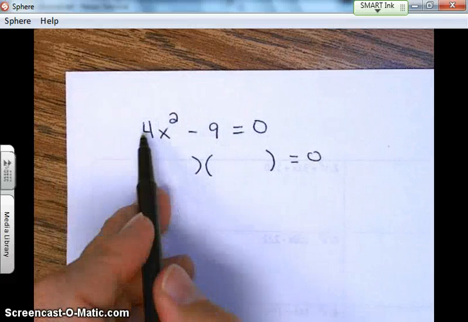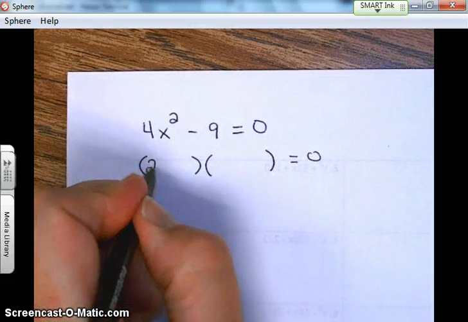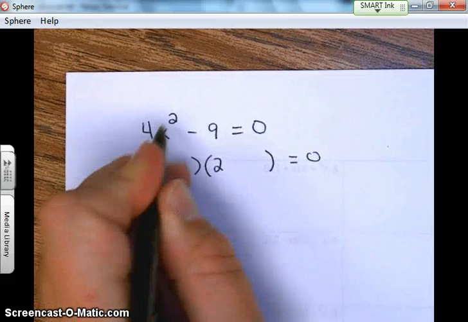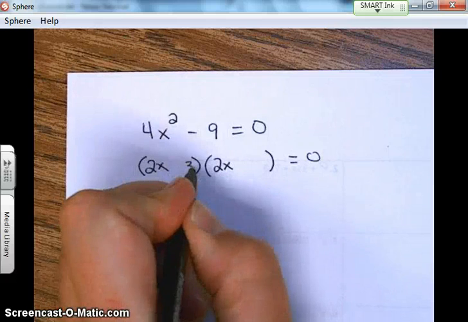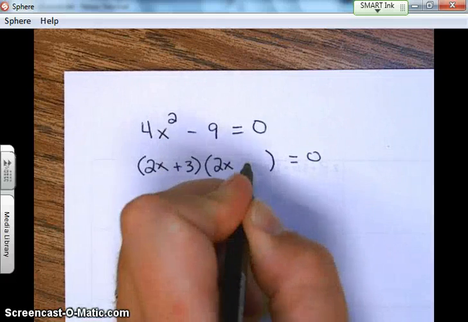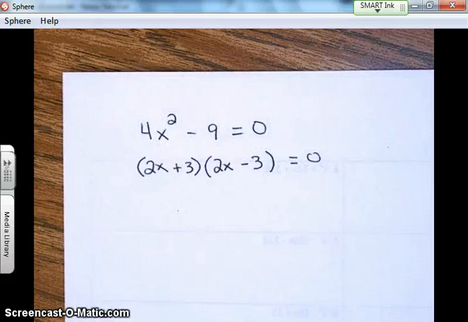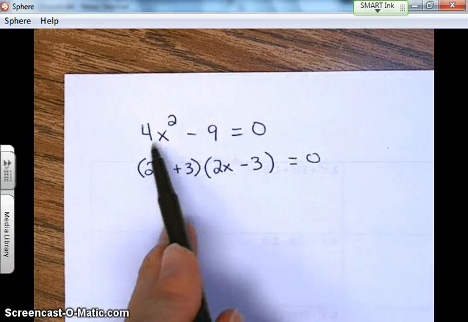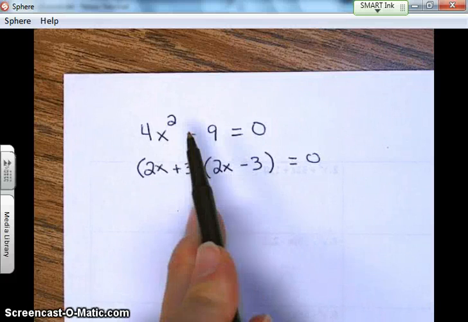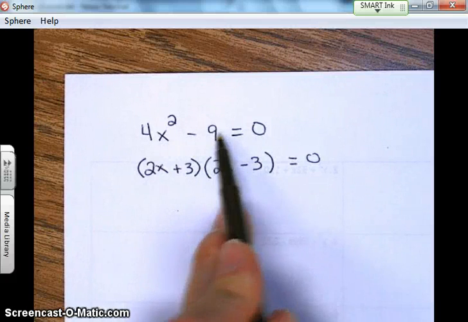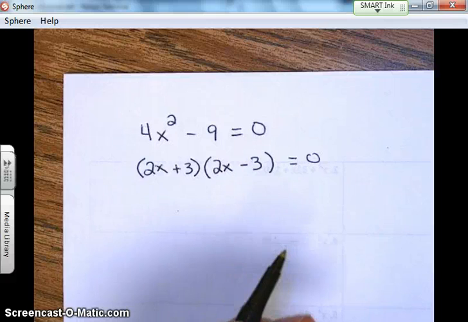we know the square root of 4 is 2. X squared breaks down to x times x. And the square root of 9 is going to be positive 3 and negative 3. Now remember, if you don't remember how to factor this using the shortcut, this is the difference of two squares, then you'll have to use the x factor.